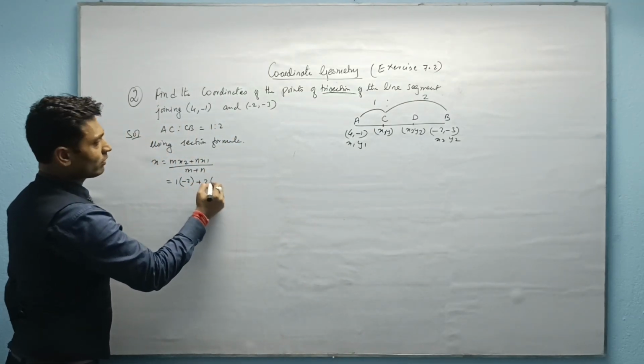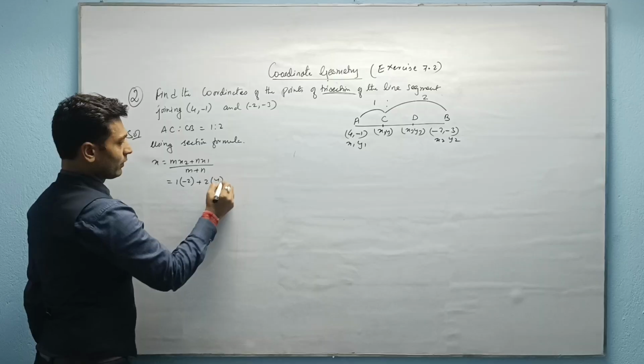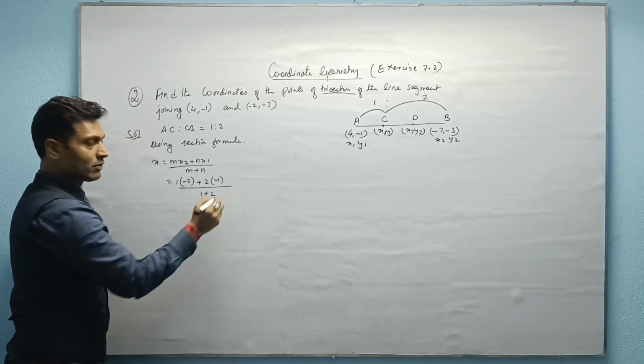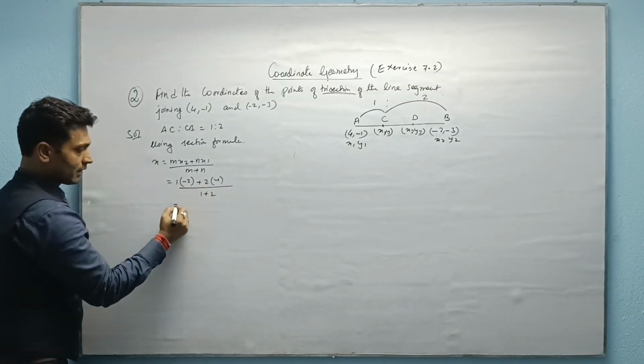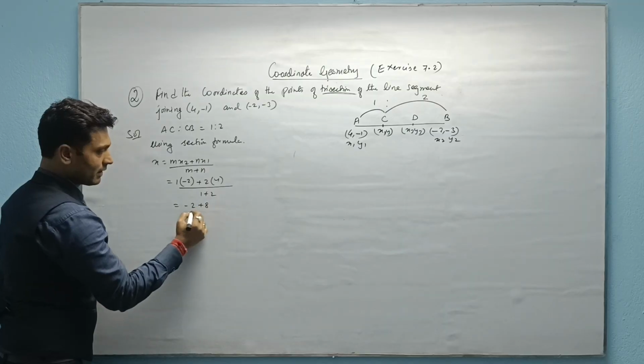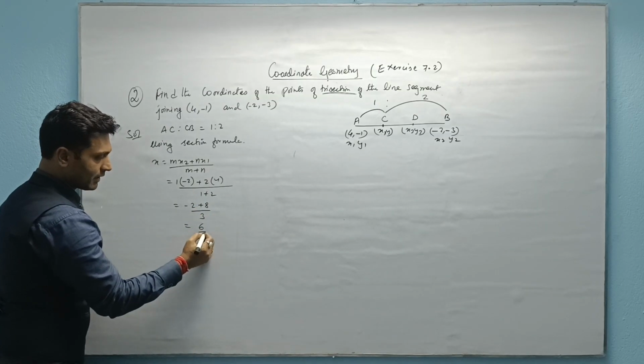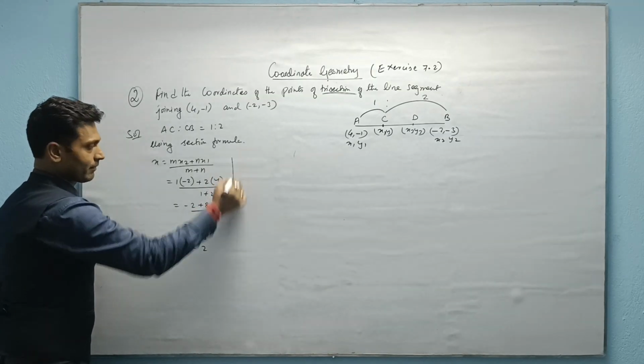Plus n is what? 2. And x1 is 4, divided by 1 plus 2. So this is minus 2 plus 8 divided by 3, which is 6 by 3, which is 2.